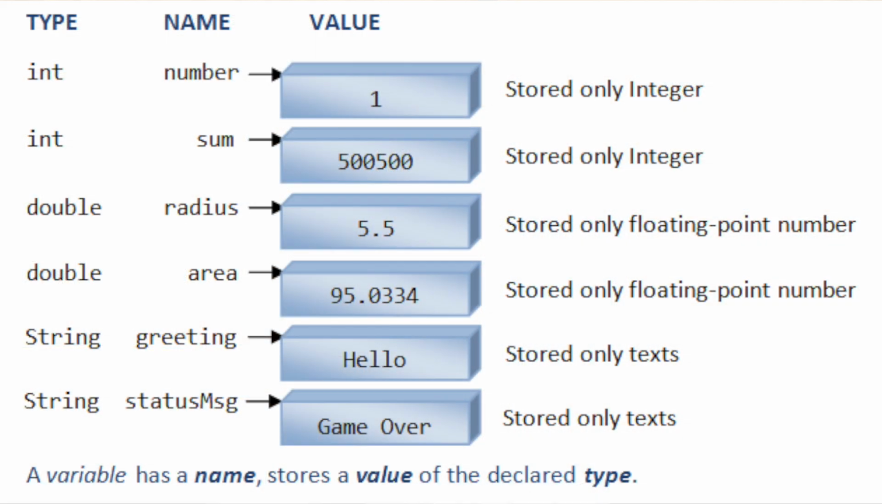So say we create an integer variable. We could only store integer values inside that integer variable. So we couldn't store a boolean inside there, for example. Neither could we store a string. But in the same manner, if we create a string variable, we couldn't store an integer in there.